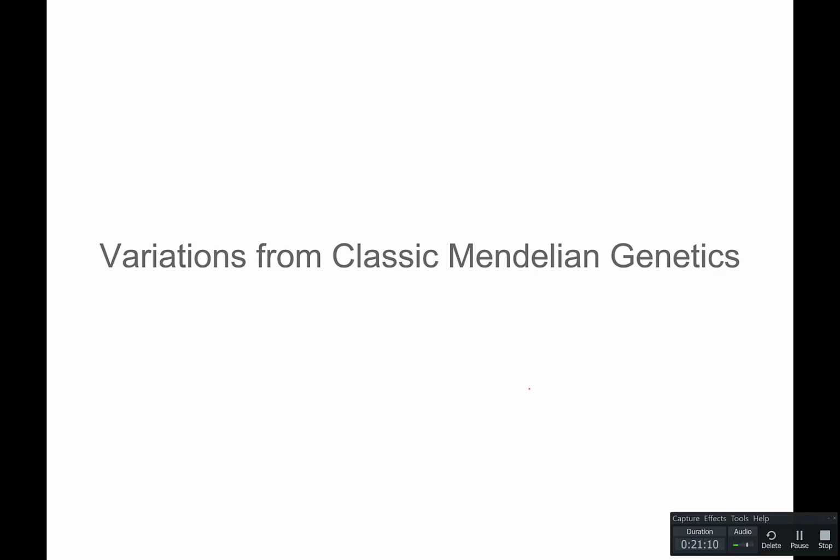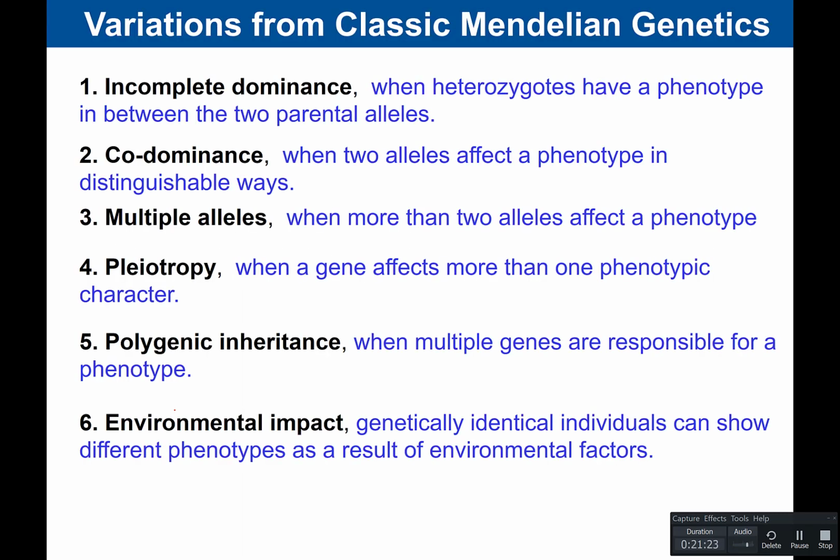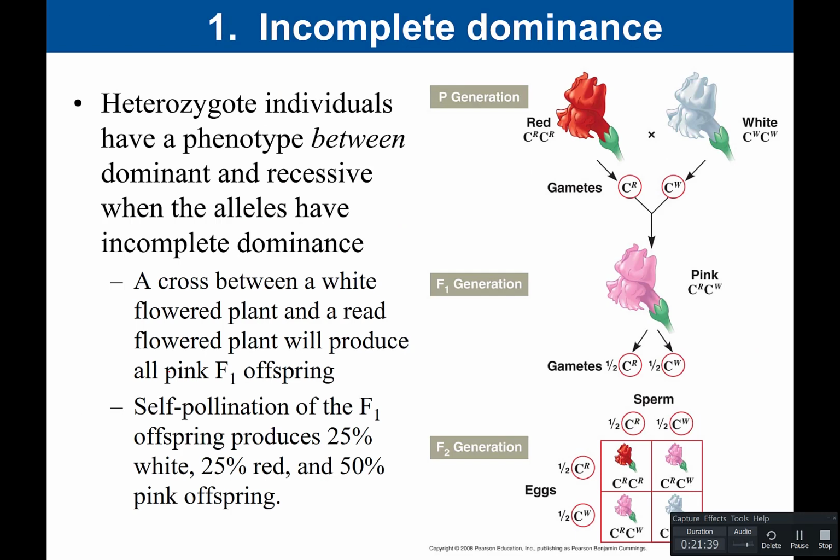So now we're going to move on and talk about variations from classic Mendelian genetics, because not everything has just 2 alleles and everything is just dominant or recessive. It's a lot more complex than that. So this I just put here to summarize the different variations. I'm going to walk through each of these examples, so I'm not going to cover them here, but I did want it to be all on one slide so that you have that information.